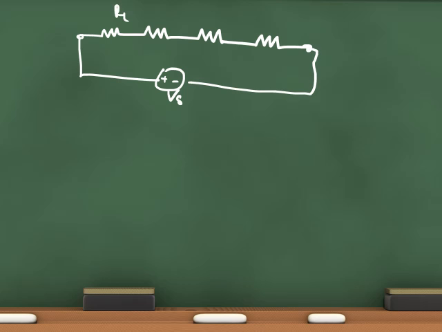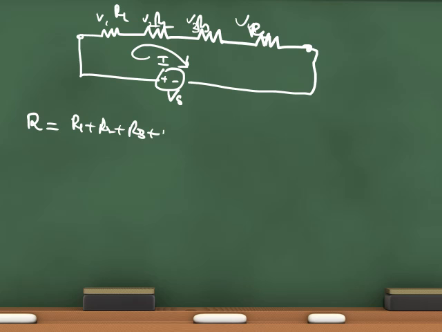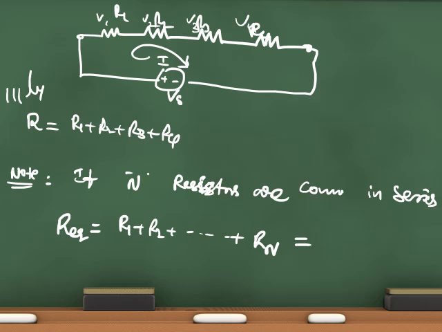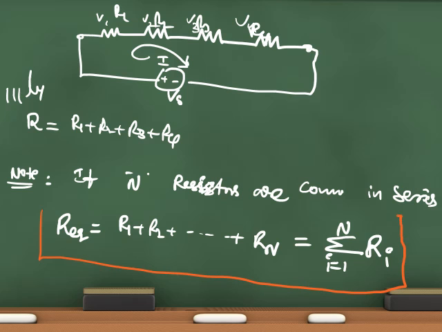If I connect more than two elements, R1, R2, R3 and R4, the current will be I, and the voltages V1, V2, V3 and V4. I can write it as R equal to R1 plus R2 plus R3 plus R4. Similarly, take it as a note: if n resistors are connected in series, the equivalent resistance can be written as R1 plus R2 plus up to Rn, which is the summation over i equal to 1 to n of Ri. This is the equivalent formula for series connection of resistors.